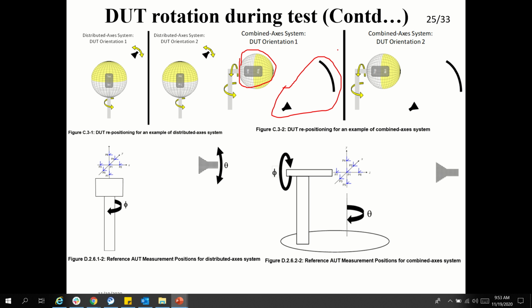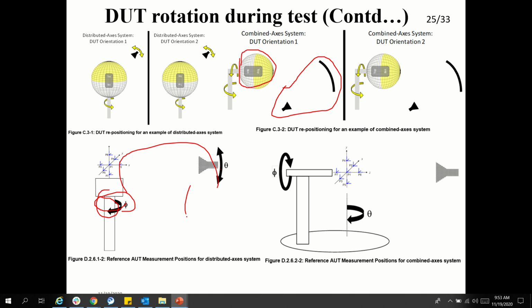Due to orientation 1, orientation 2, you can see here top and bottom, you are just changing the top and bottom and then rotating like this, that's all. And you can see here the reference AAT measurement, the distributed axis system, as you mentioned before. This is another way of looking at it. So this is the positioner.